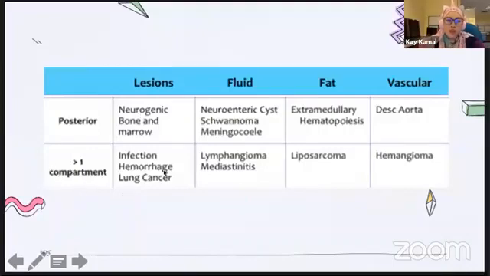And if we have more than one compartment, for example middle plus posterior or anterior plus middle, or anterior going all the way to posterior, it could also be one of these, such as infection, hemorrhage, cancer, hemangioma, liposarcoma.